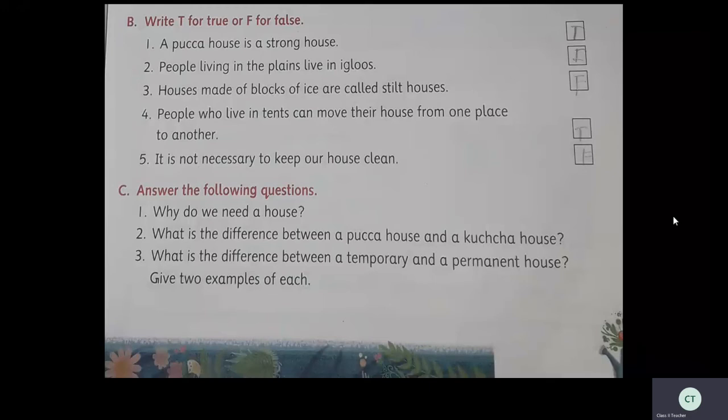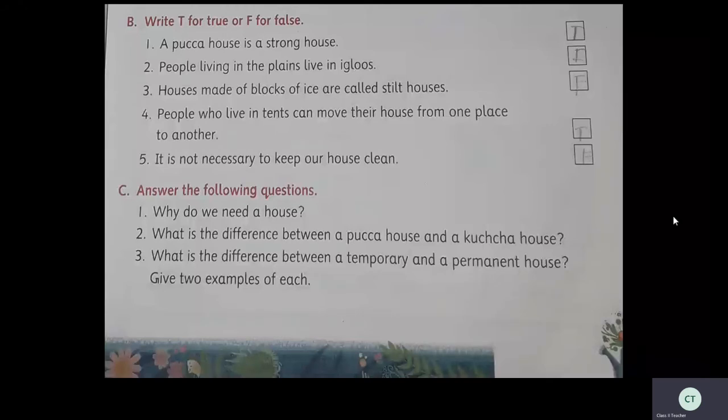Then next, houses made of blocks of ice are called stilt houses. Is it true or false? Yes, it is false. Houses made of blocks of ice are called, what is the answer, children? Yes, igloos. So here, answer is false.